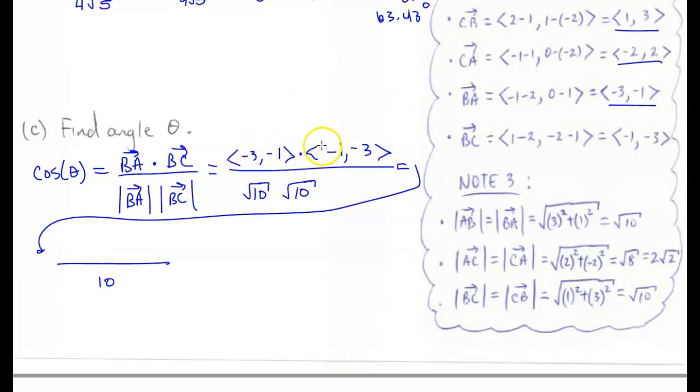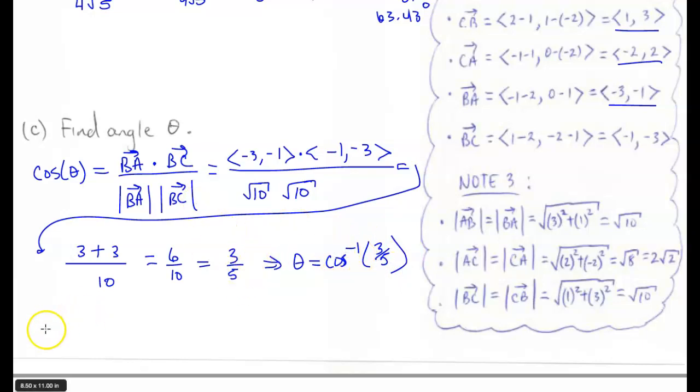The numerator, when we dot these two vectors together, will have -3 times -1, which is a +3, plus -1 times a -3 is a +3. And so from there, we see that that just ends up being 6 over 10, which should be the same as 3 over 5. And so this implies that our theta would be cosine inverse of 3 over 5. Cosine of theta is equal to 3/5 or 0.6.